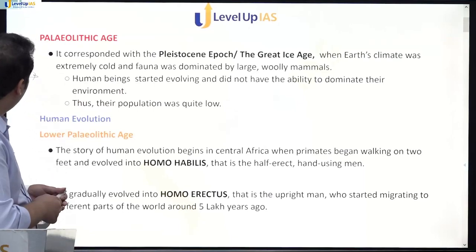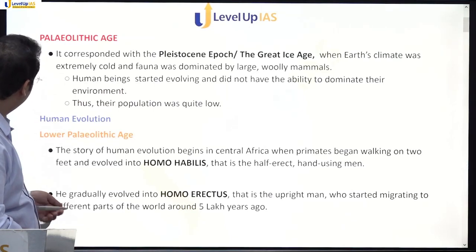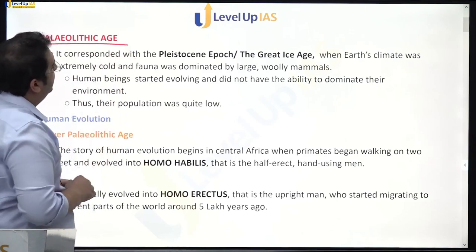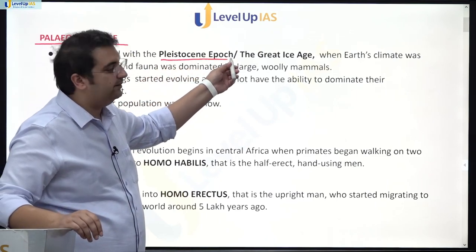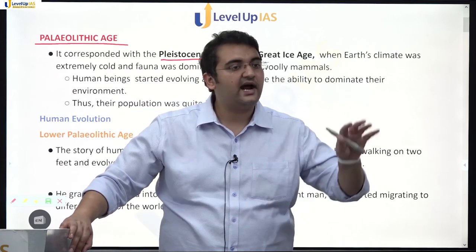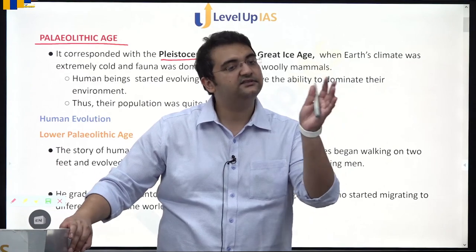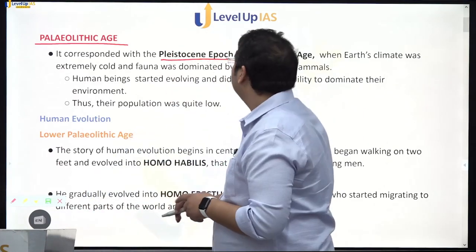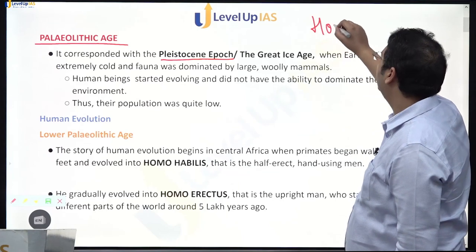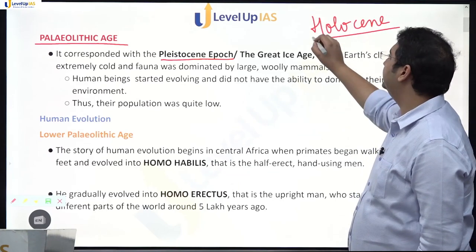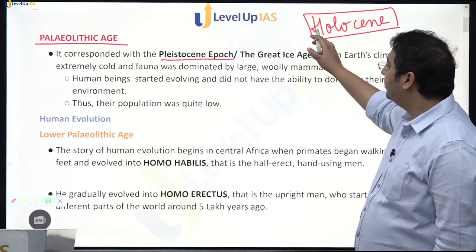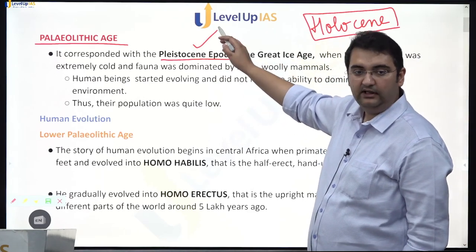Now, first we come to the Paleolithic age. This is the earliest phase of the Stone Age. Now, it corresponds with the Pleistocene epoch. Now, if you have an idea about the geological time scale, then you must know that the Earth's past is divided into eras, epochs, etc. Right? And the most recent epoch, the one that is presently going on, that is known as the Holocene. Okay? Holocene epoch is part of the Quaternary period, and Quaternary period belongs to the Pleistocene epoch.